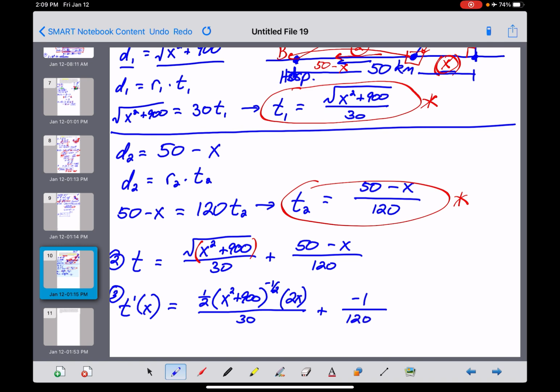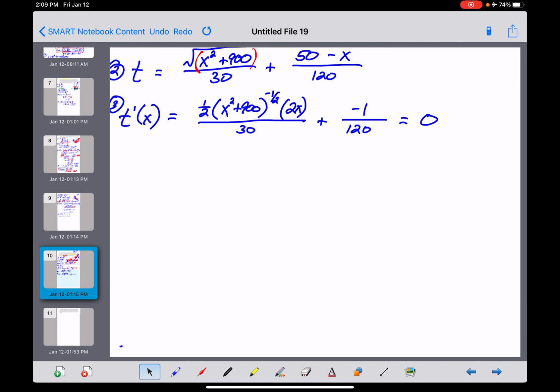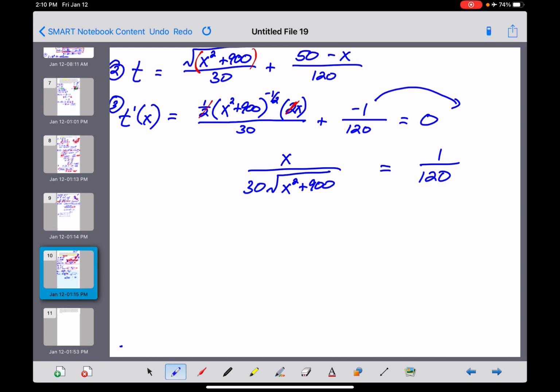Right there. So that's our derivative, guys, and we're going to set that whole mess equal to 0 and try to solve that. Okay, let's see what we can do. First things first, I'm going to bring this negative term just over to the right, and then I think I've got a lot of cleaning I can do on the first term. The 1/2 and the 2 are going to cancel each other out. I think I'm just going to end up with an x on the top right there, all over 30 times the square root of x squared plus 900, all of which is now going to equal a positive 1 over 120.